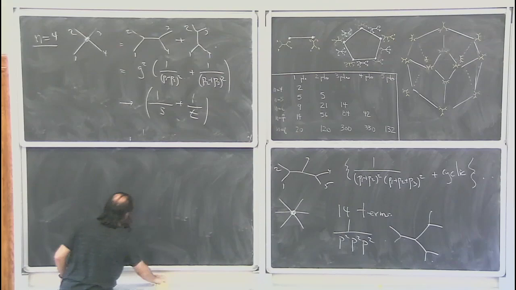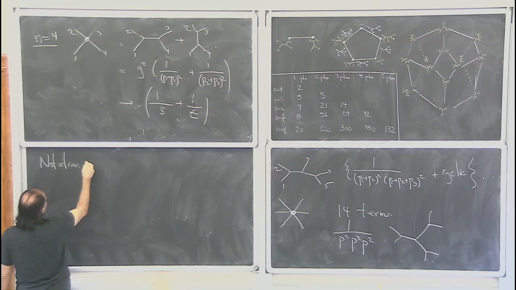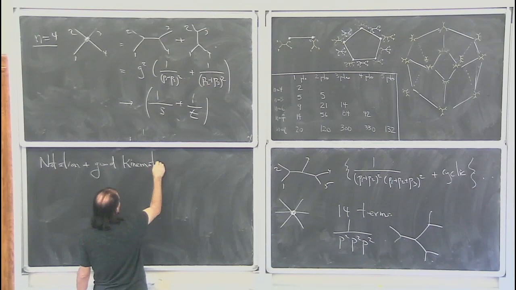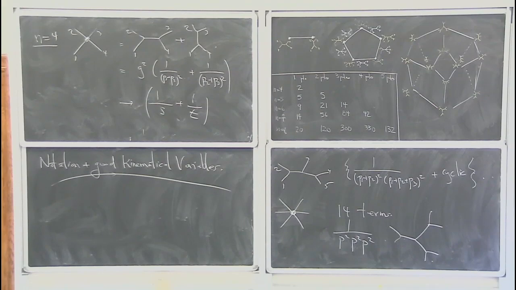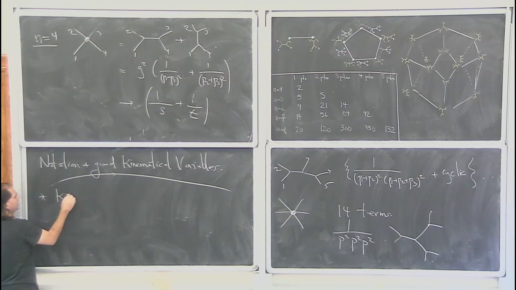So, some notation and good kinematical variables. First, let's think about what are the obvious kinematical invariants. There are the Mandelstam variables.